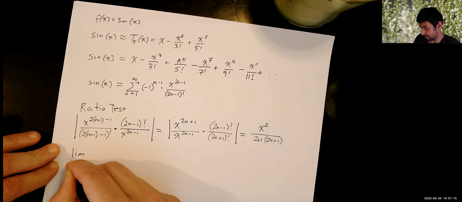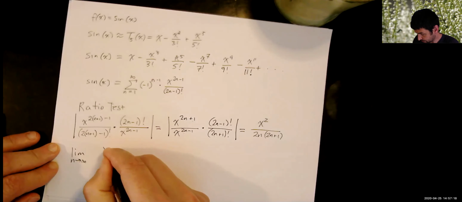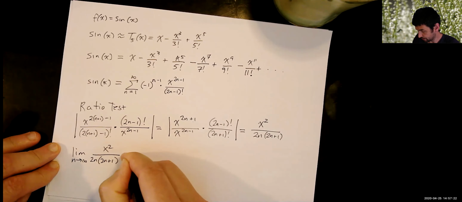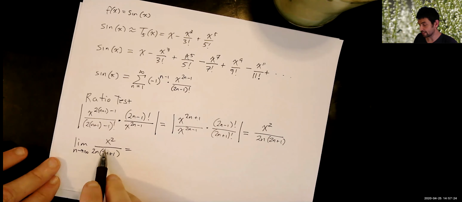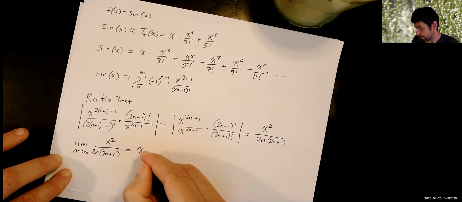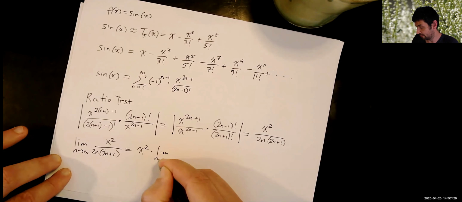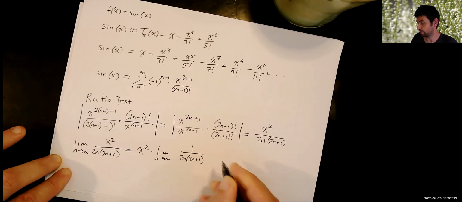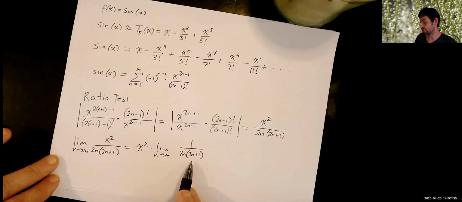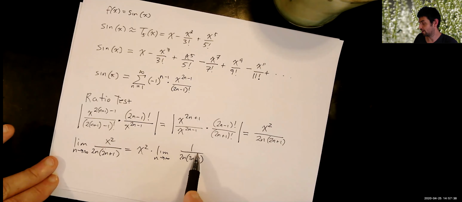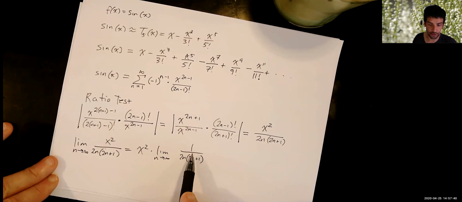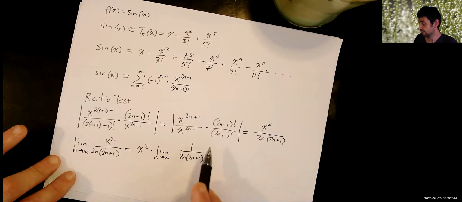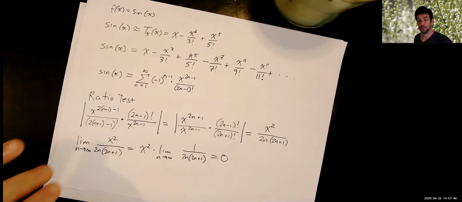Let's take the limit as n goes to infinity of x squared over 2n plus 1. X is a constant as far as n cares. So it's x squared times the limit as n goes to infinity of 1 over 2n plus 1. We've got a rational function in some sense with degree 0 in the numerator and degree 1 in the denominator. The denominator is growing much faster. The numerator's not growing at all. This limit is 0.